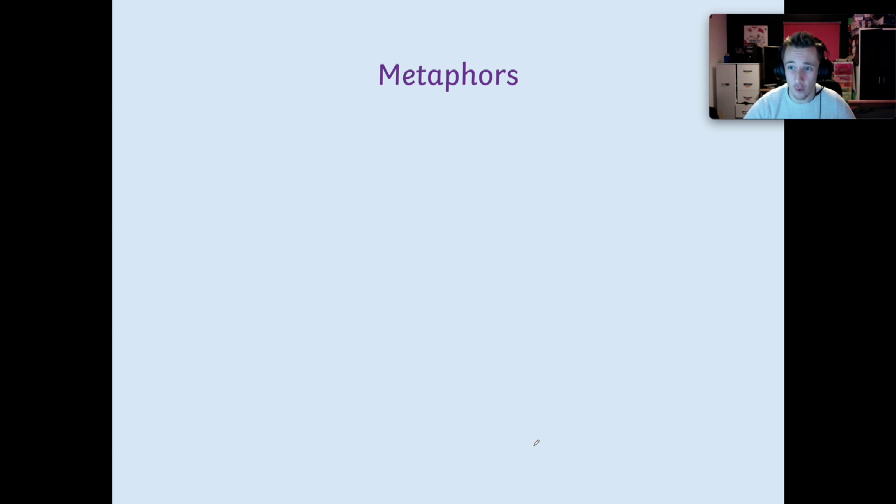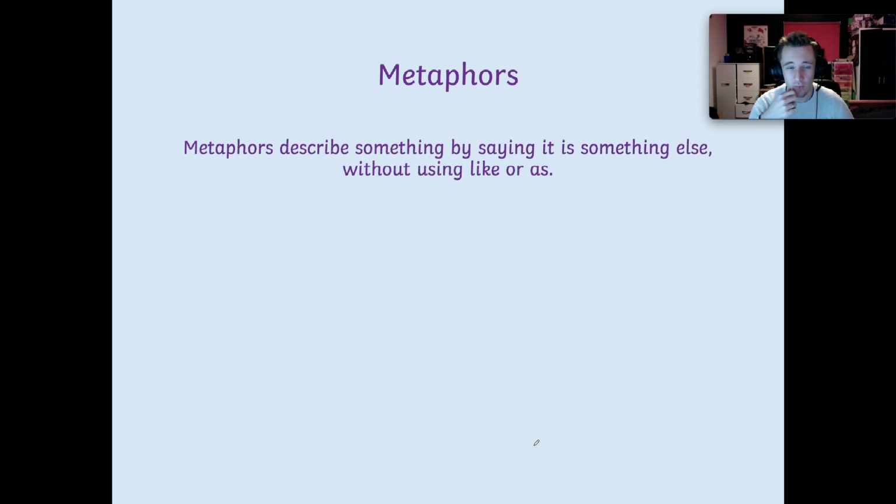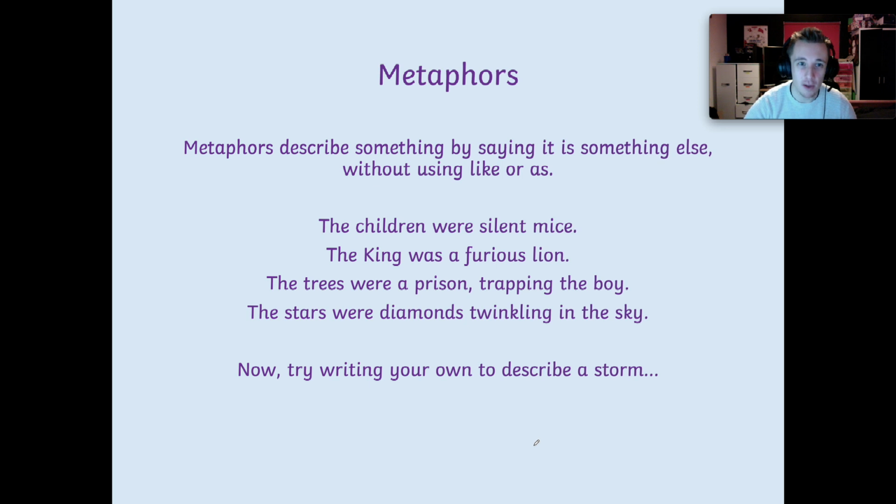Okay, moving on to metaphors. So similes, we use the word like or as. Here comes the possessed PowerPoint again. I'm not clicking, hands free. Metaphors describe something by saying, now this is the important bit, they say it is something else without using like or as. So the children were silent mice, not they were as silent as mice, the children were silent mice. It's saying they are something else. The king was a furious lion, the trees were a prison, the stars were diamonds.